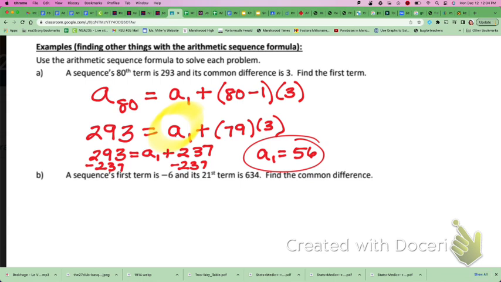Yep. All right, so let's set up our equation for B. The 21st term is 634, is equal to, our first term is negative 6 plus, what's going to be inside the parentheses? 21 minus 1. And we're solving for the common difference, so we're solving for D.